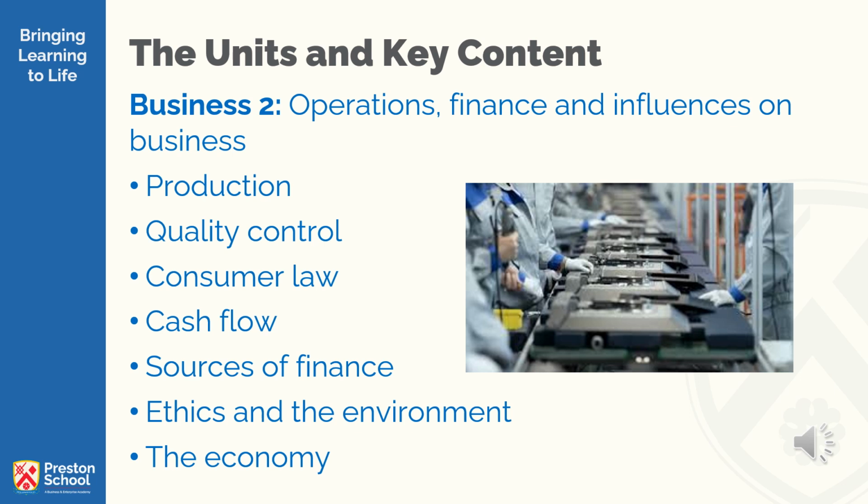Business 2 focuses on operations, finance and influences on business. In the operations unit, you will learn about the different production methods used by businesses and how organisations conduct quality control, as well as consumer law. In the finance unit, you will learn about the sources of finance that can be used to start up, expand and run an enterprise. You will also learn about a variety of financial statements, including cash flow forecast and break-even. Finally, you will learn about business ethics, the environment, and the economy, including interest rates, economic growth, and unemployment.